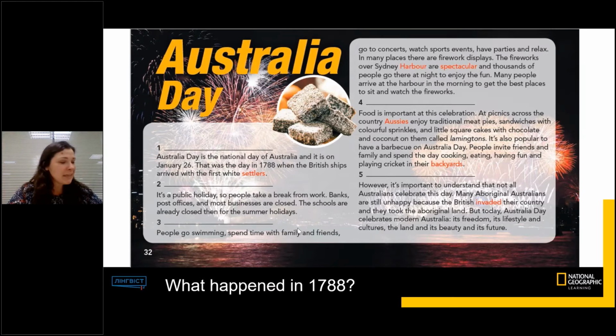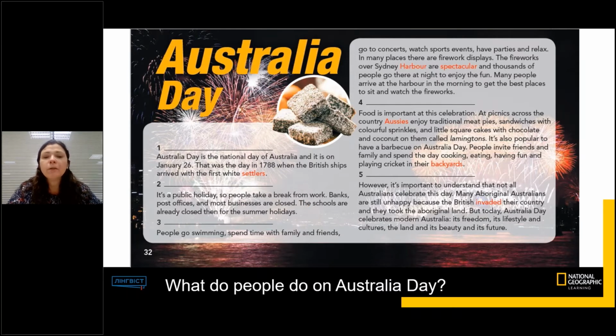So what happened in 1788? That was the day in 1788 when the British ships arrived with the first white settlers. Now you know that the settlers are people who start to live in a new place. Next, what do people do on Australia Day? Now you need to look for some activities. What do people do on Australia Day?